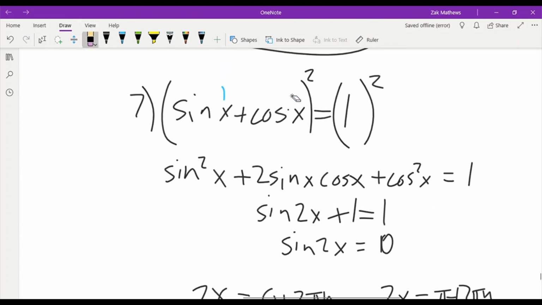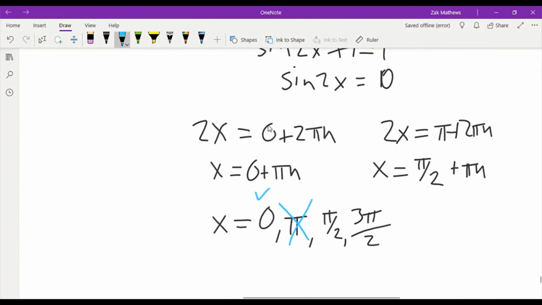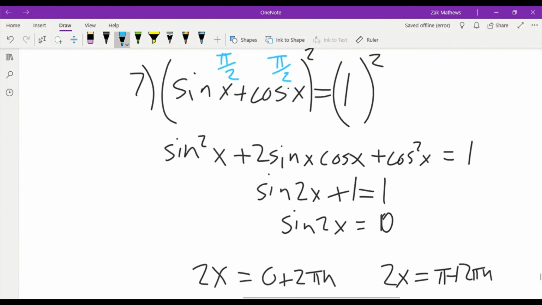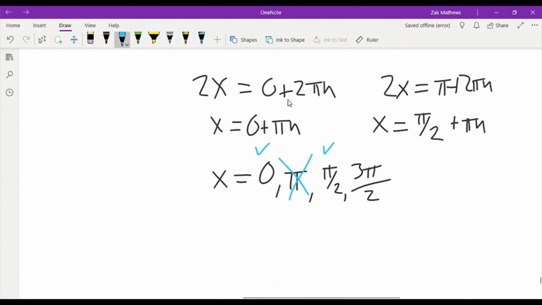Next, we'll plug in the pi over 2. So if I plug the pi over 2 in, sine of pi over 2 is a positive 1. That's good. Cosine of pi over 2 is 0, so this is 1 plus 0. That's going to work. Then finally taking the 3 pi over 2. Sine of 3 pi over 2 is negative 1, that's a problem. And then cosine of 3 pi over 2 is 0, negative 1 plus 0 is negative 1. That does not work.